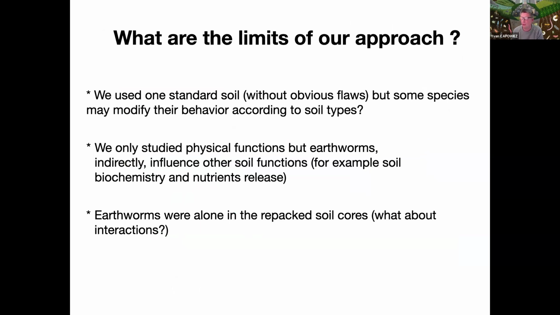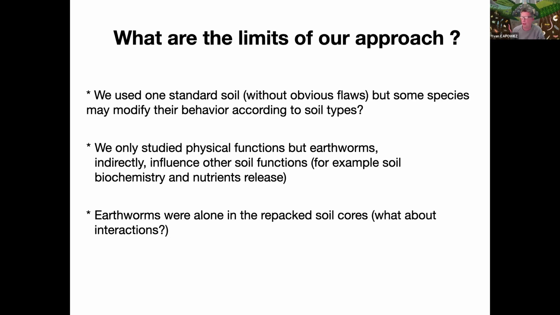Still, there are limits to our functional groups. The first one is that we used only one soil type, of course, because it's already a huge work, but we could not use several different soils. And this soil is without obvious flaws. It means every worm can accept it, but nobody knows if the earthworm behavior can be modified by soil types, and this remains to be studied.